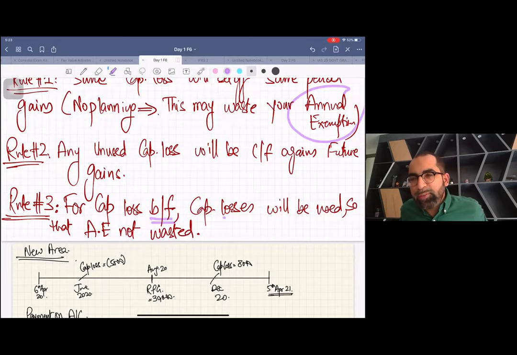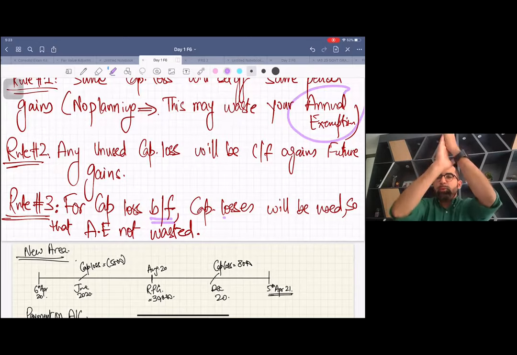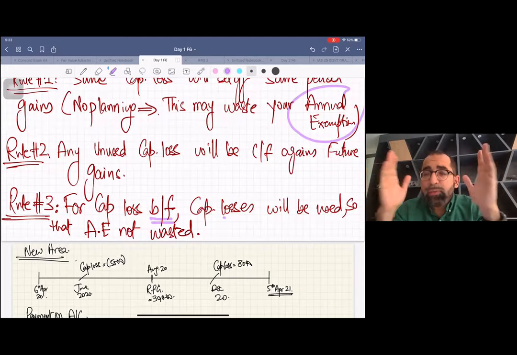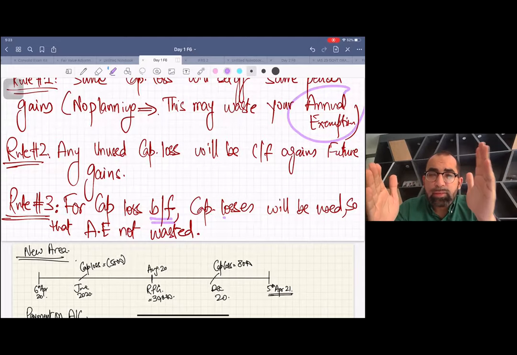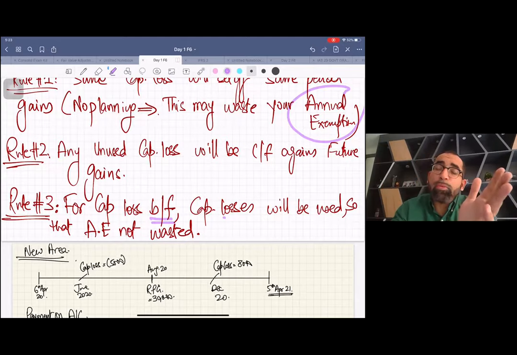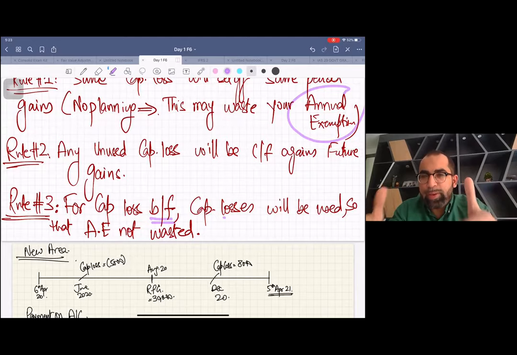Now you need to do planning for the annual exemption. You should not waste your annual exemption. So I repeat, for same period capital loss, no planning. Without your permission, it will cancel the gain. But if you have brought forward capital loss, you have the planning option. You should not waste your annual exemption then.